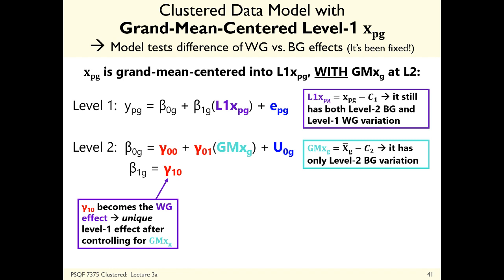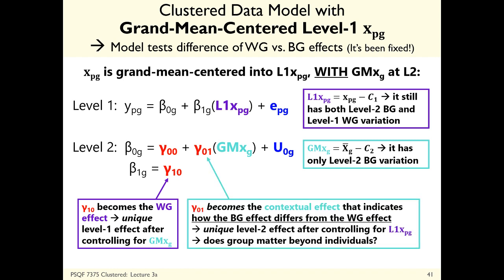Before, because this level 2 variable only had level 2 variance, it could only be the between group effect. But there's level 2 variance in this one too. So it has to work against it to get its unique effect. And the effect that it takes is something called the contextual effect.